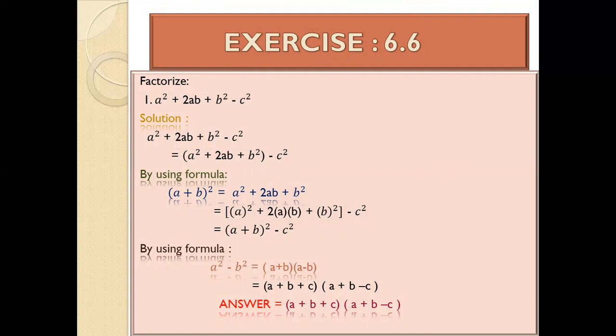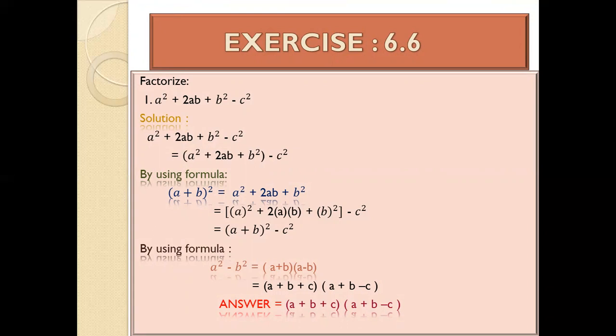Question number 1 is a square plus 2ab plus b square minus c square. I told you that we have 4 terms and the last term will always be separate with the negative sign. We combine the first 3 terms, we enclose them in a bracket, a square plus 2ab plus b square, and clearly you see that this is a formula of a plus b whole square and minus c square is separate. I convert: a square is a square of a, and b square is a square of b.